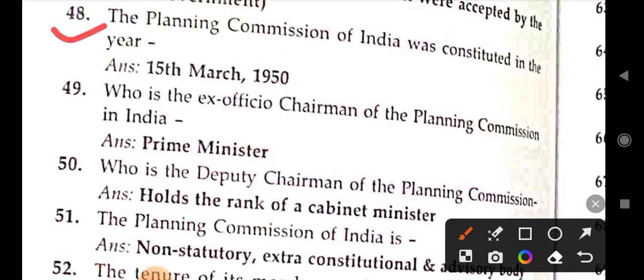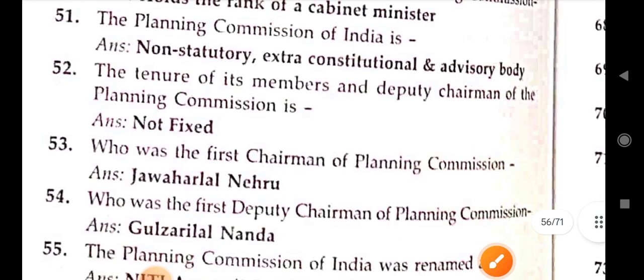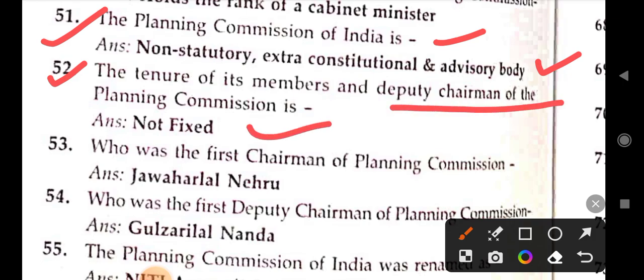The Planning Commission of India was constituted on 15th March 1950. Who is the ex officio chairman of the Planning Commission of India? Prime Minister. Who is the deputy chairman of the Planning Commission? He holds the rank of a cabinet minister. Next, the Planning Commission of India is a non-statutory, extra-constitutional and advisory body. The tenure of its members and deputy chairman is not fixed.